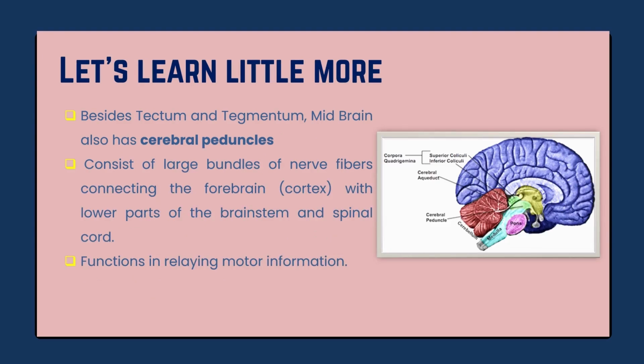Let's learn a little more. Besides tectum and tegmentum, the midbrain also has cerebral peduncles. Okay, this consists of large bundles of nerve fibers connecting the forebrain or the cortex with lower parts of the brainstem and spinal cord. It functions in relaying motor information. You can see this area. This is the cerebral peduncle. Okay, this helps in relaying motor information between your cerebral cortex and the lower parts of your brainstem.